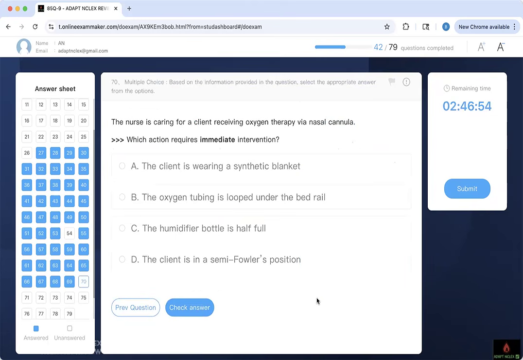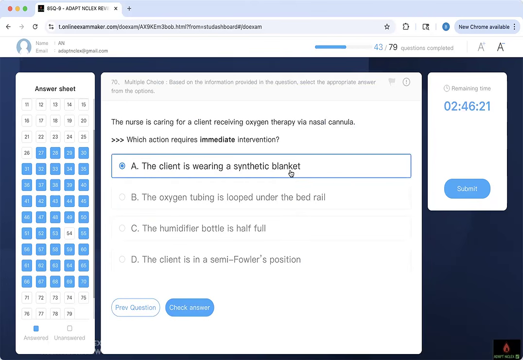A nurse is caring for a client receiving oxygen therapy via nasal cannula. Which action requires immediate intervention? The client is wearing a synthetic blanket. The oxygen tubing is looped around under the bed rail. The humidifier bottle is half full. The client is in a semi-Fowler position. Somebody is getting oxygen. Which of these findings should concern you? That's all. Which one should concern you? All of them may be bad, but which one is so bad?